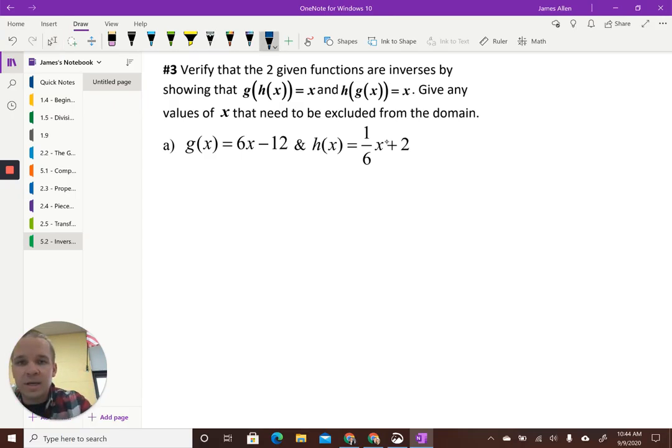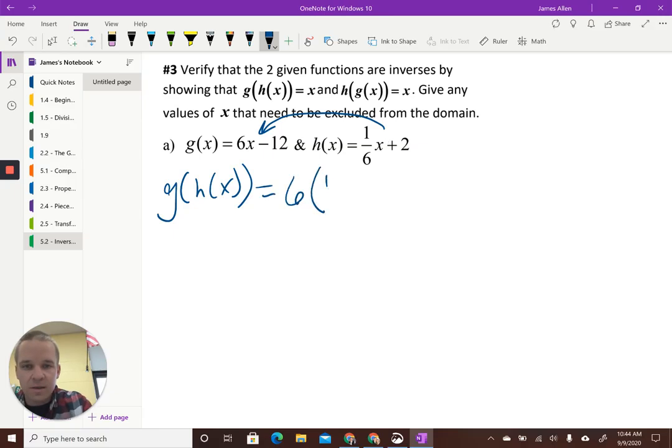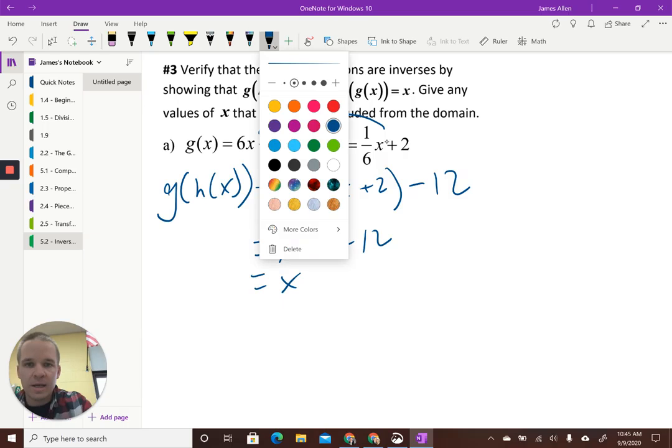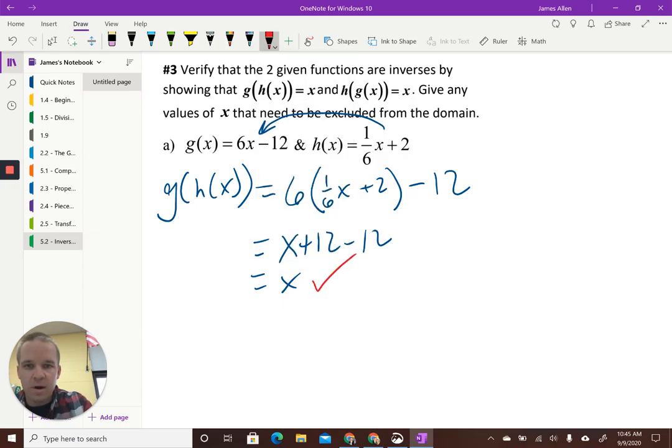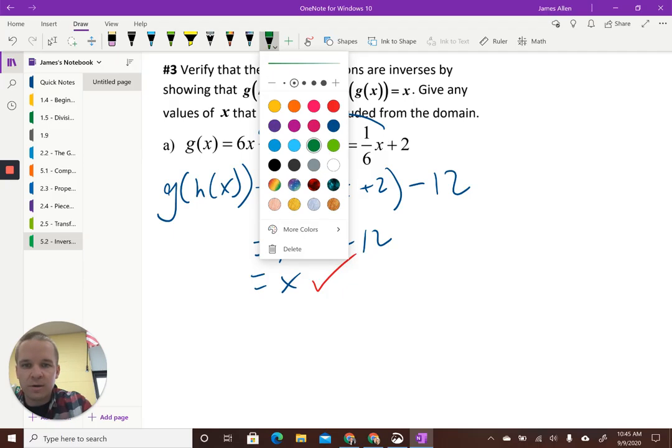Okay, so first I'm gonna do is g of h of x. And if I do that, that means h of x is being plugged into g. So I will have 6 and then 1 over 6 x plus 2 substituted in for x minus 12. And I'm just going to go through the algebra here, distributing. So I'm going to have 6 times a sixth is just going to be 1x plus 12 minus 12. That equals x. Boom. I like it. Red check mark.